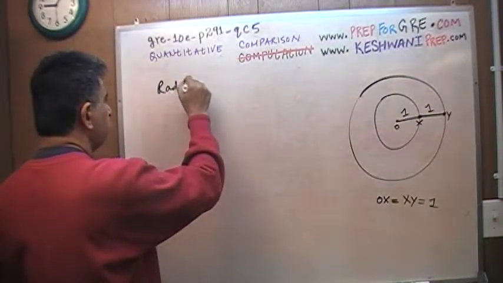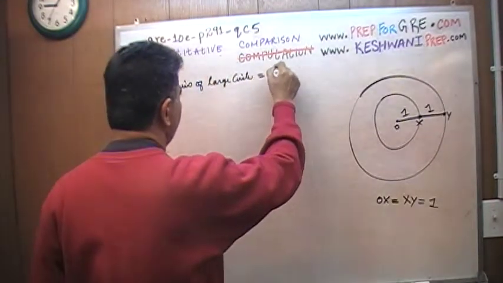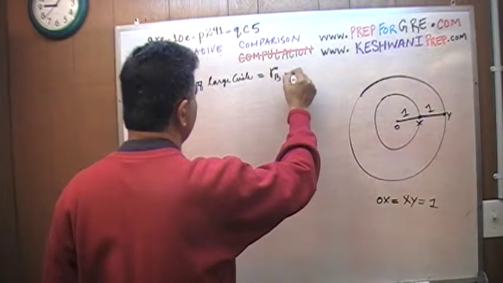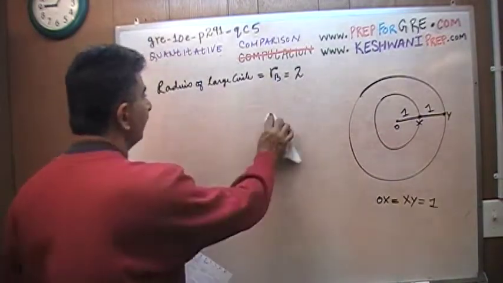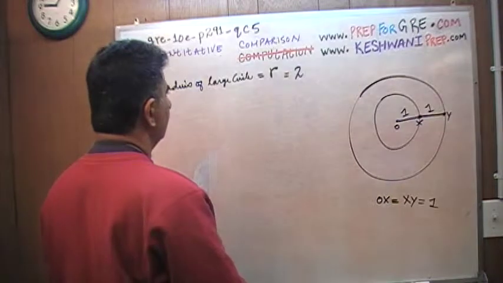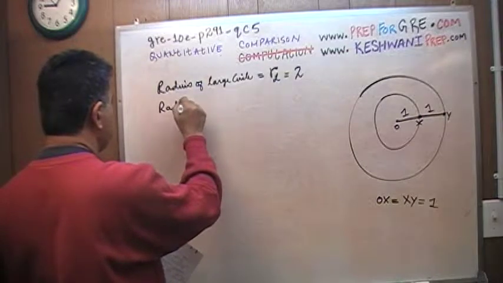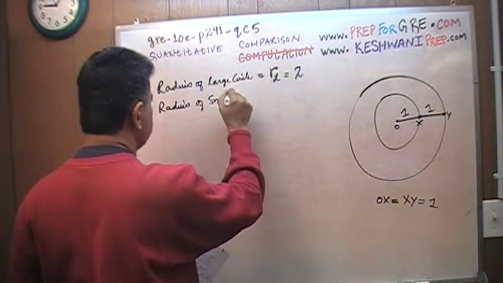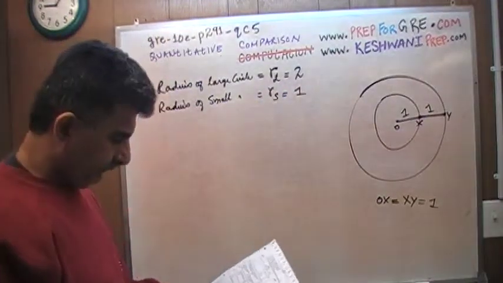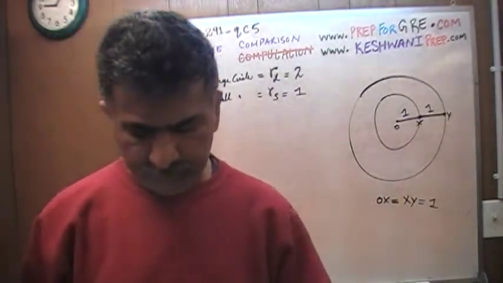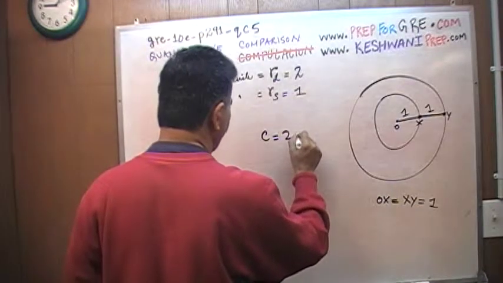Radius of the large circle, I'm just going to call it radius of the large circle, let's call it the big circle, is 2. Let's not change the notation all of a sudden. Since I called it large, let's stick with large. And the radius of the smaller circle is 1, that's an S. They want you to compare the circumference of the small circle here. Circumference of the small circle, circumference is 2 times pi times r.